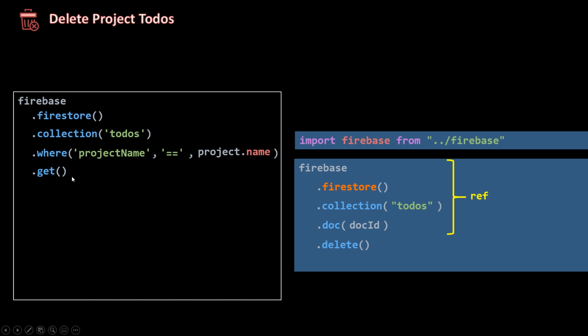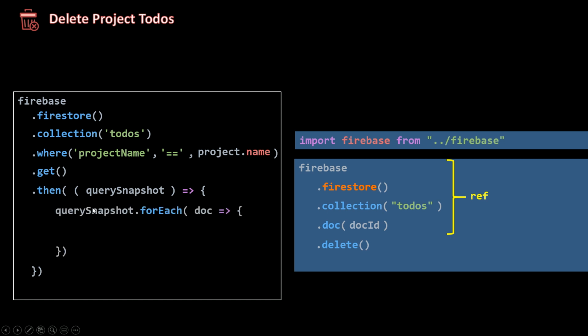And after I get that, after this resolves, I'm going to use a then. Then I'm going to get a query snapshot, and that query snapshot is an array with all the to-dos, or all the docs. Now I need to get the reference to these docs and then use delete. So I'm going to use my doc object here, then .ref to get a reference to the doc, and then I'm going to use delete, and that's going to delete all the to-dos whose project name is the same as the project name I am deleting.